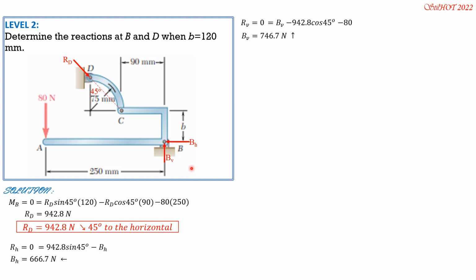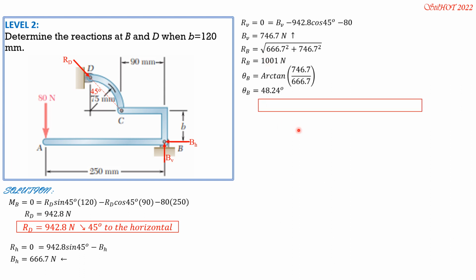Therefore the reaction at B is up to the left. The magnitude is the square root of 666.7 squared plus 746.7 squared. So the magnitude of RB is 1001 newtons. Then the angle it makes with the horizontal is arctan of 746.7 over 666.7, arctan of vertical component over horizontal component. So theta B is 48.24 degrees. Therefore, our answer for reaction at B, because it is a vector, is RB is 1001 newtons directed up to the left at an angle of 48.24 degrees to the horizontal.